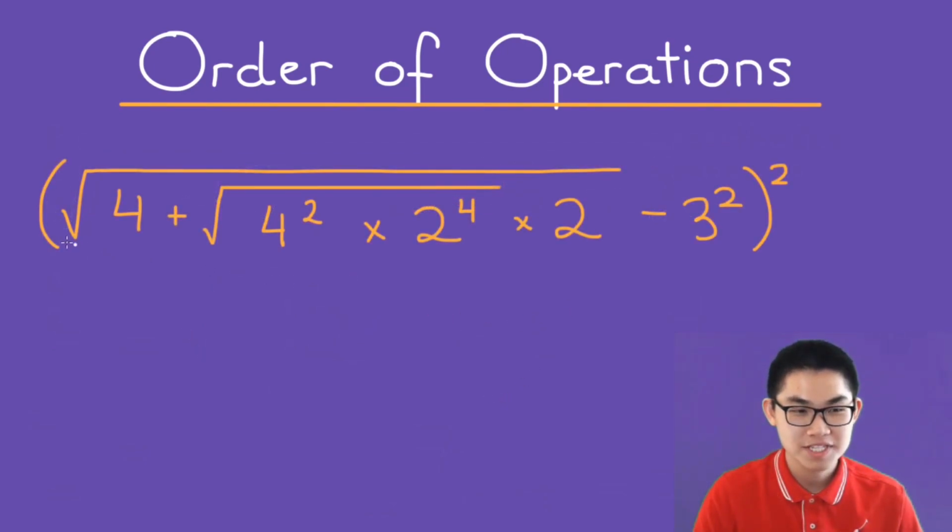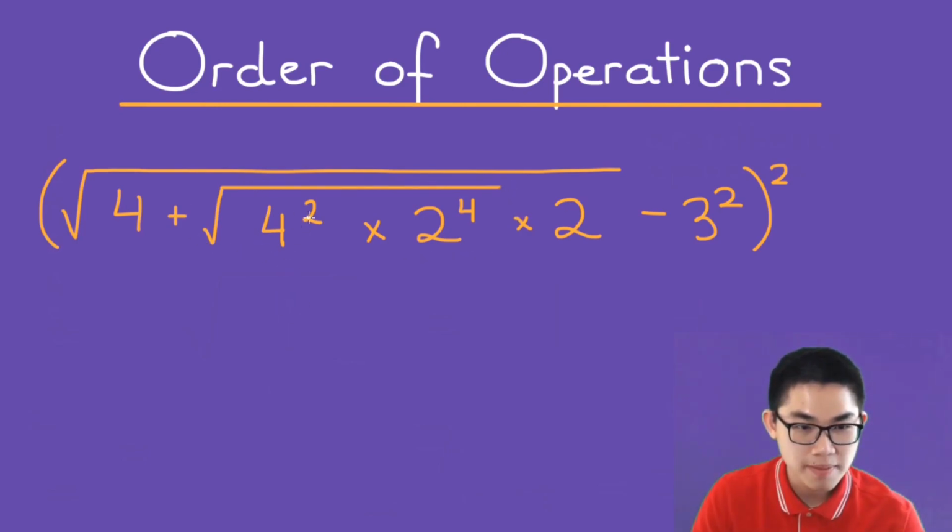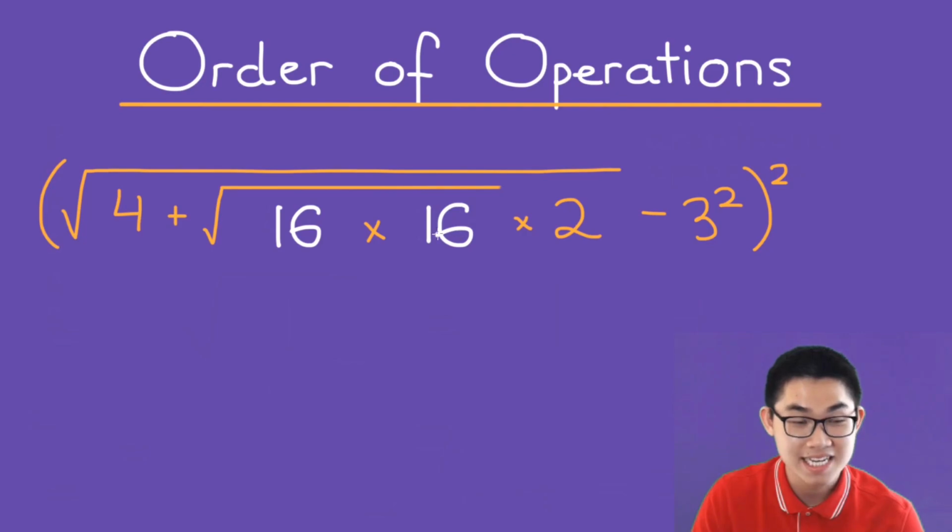For this problem, we see that there is a parentheses outside, then there are two nested square roots. So we have to do the inner square root first. Let me show you how to do this one. So 4 to the power of 2 is 16. 2 to the power of 4 is also 16. So 16 times 16 can be rewritten as 16 squared.